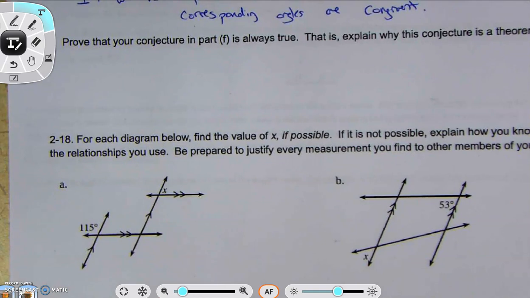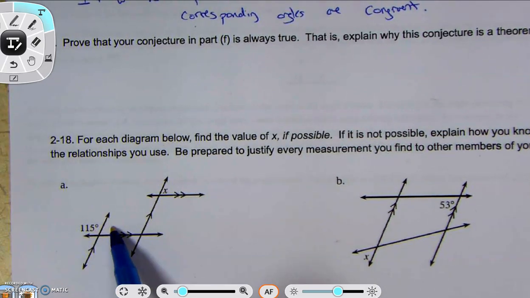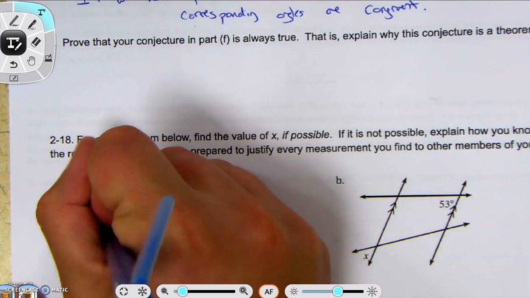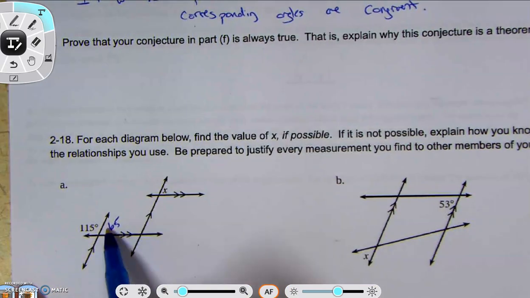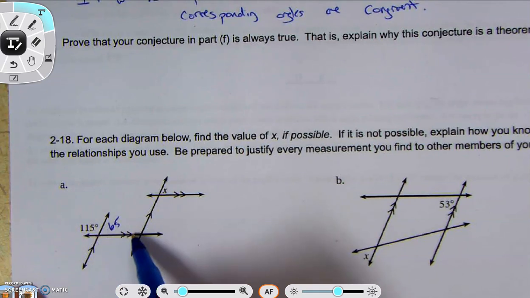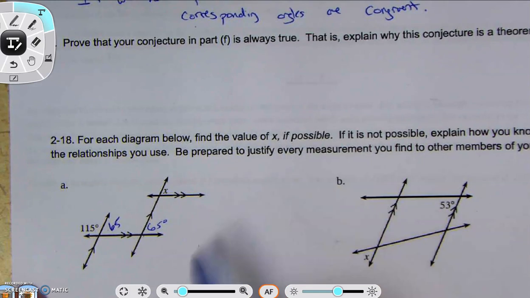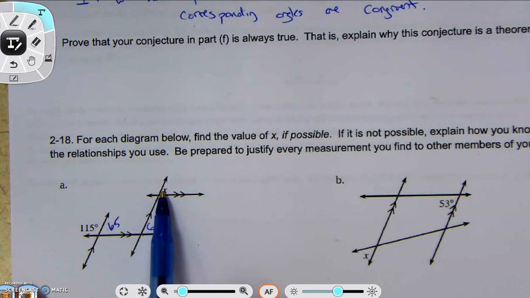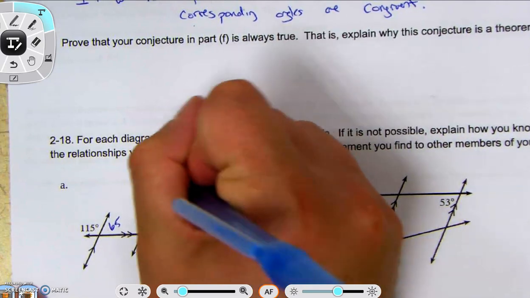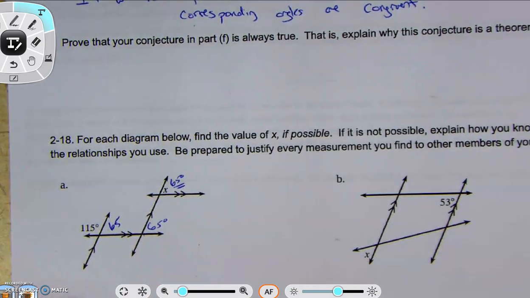So just looking at a couple of these really quickly, I can fill in some things. So if this is 115, I have a straight angle there, so that is 65. I can then go corresponding. So if I were to translate this vertex over to here, the 65 would go here, so those are corresponding. But then these are also parallel, so I can actually translate this up, and these would also be corresponding, so I can say that x is 65 degrees there.